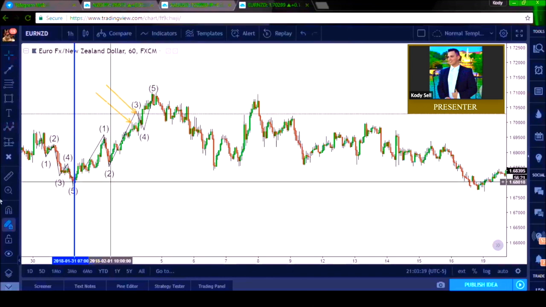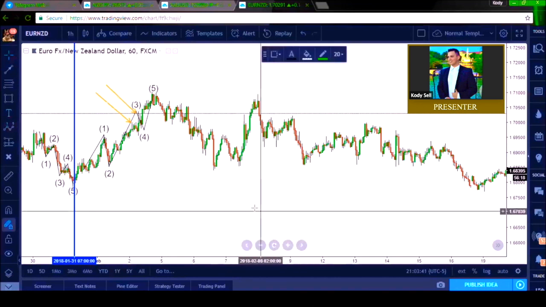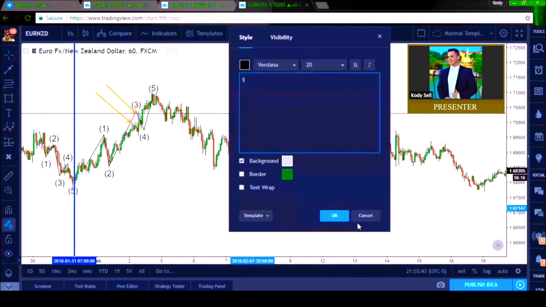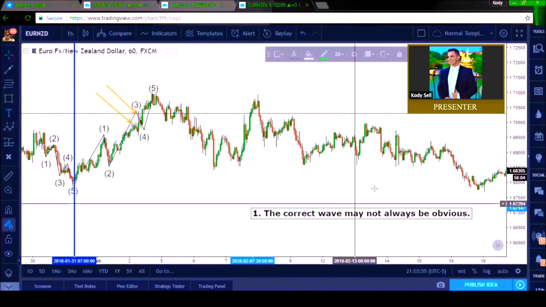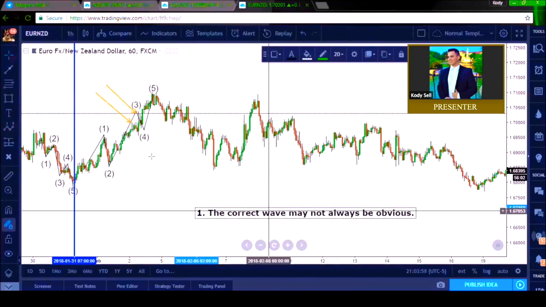Okay, so the issue number one, and I'm going to write these down now here. Issue number one is the correct wave may not always be obvious, because there are multiple potentials.